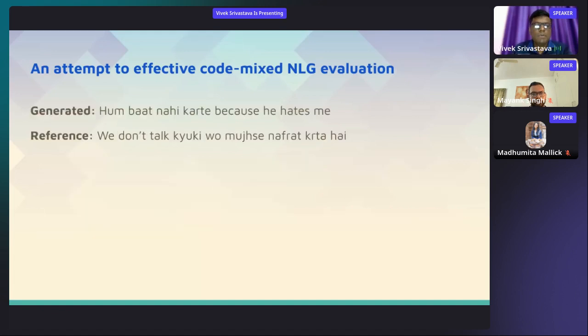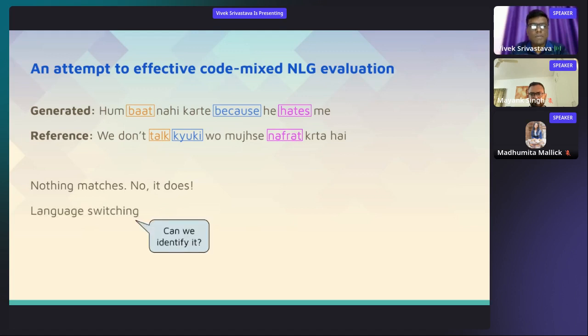The second thing: if you look at the generated and reference sentence, you might say that nothing matches between them. Why this is happening is because there are words which are written in two different languages. For example, the words bath and talk are written in two different languages, even though they mean the same thing, and there are three such instances in these two examples. Can we identify this? There are a lot of problems that could be there when you want to identify this language switching.